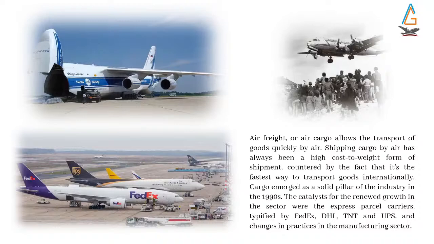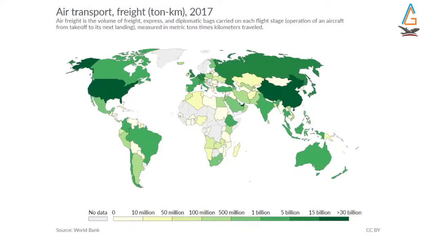In simple words, air freight is the volume of freight, express and diplomatic bags carried on each flight stage. One more question arises: what is flight stage? Operations on an aircraft from takeoff to its next landing are called a flight stage. And this is measured in metric tons times kilometers traveled. I repeat, this is measured in metric tons times kilometers traveled.